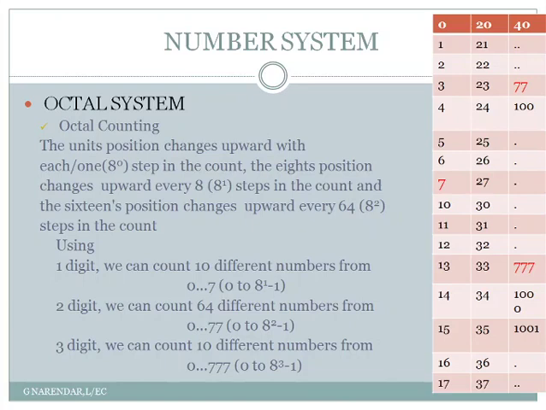And in the slide we have shown how to count the numbers in the octal system. There we have shown that by using one digit you can count from 0 to 7, and by using two digits you can count from 0 to 77, and by using three digits we can count from 0 to 777, and so on.